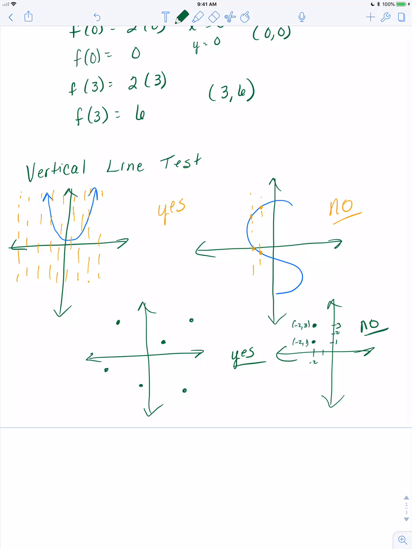So it's just different ways to determine these. You can have the circle mapping, you can have a graph, you can actually have a list of ordered pairs to determine if things are functions or not.